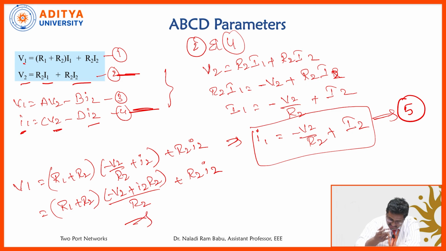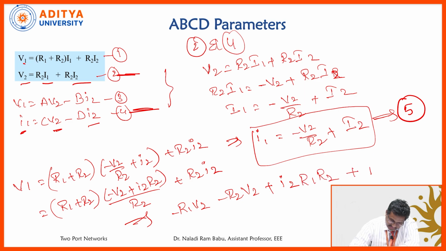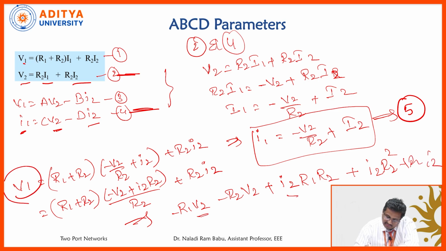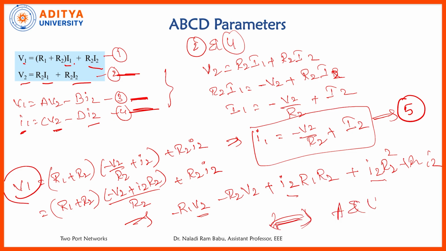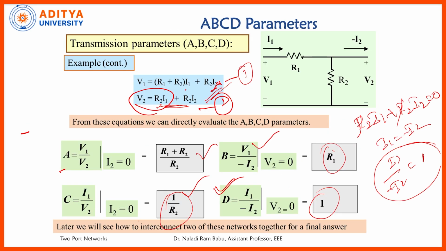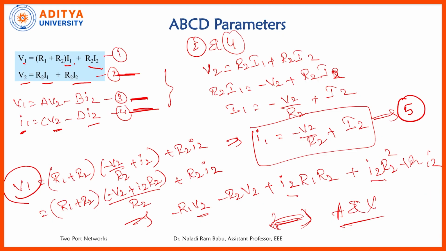Now, if you solve this, we get minus R1 V2 minus R2 V2 plus I2 R1 R2 plus I2 R2 square plus R2 I2. So, if you observe this, here it is V1, V2, I2 and I2, V1, I1 and I2. If you compare this with the earlier equations, you will be getting the values of A and B, which are equal to this expression which we got. So, in this manner, we need to get the ABCD equations for this method.